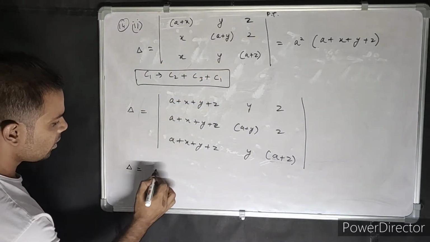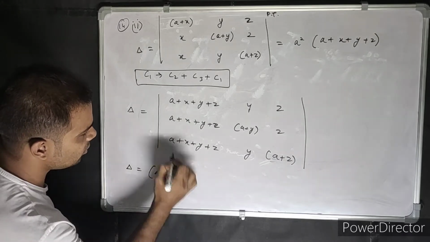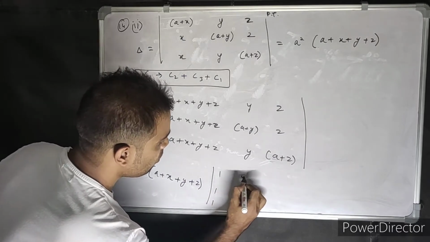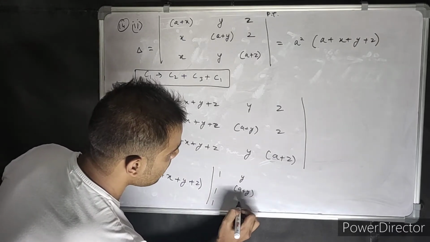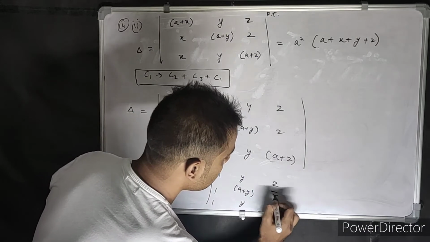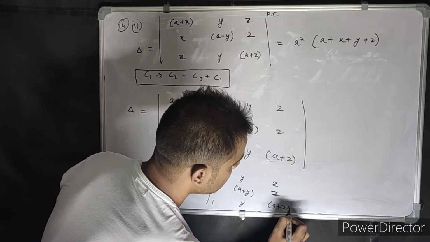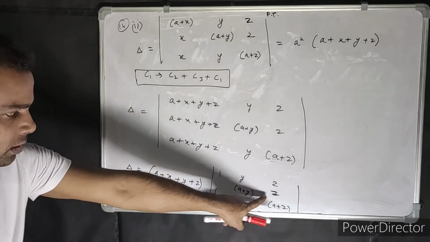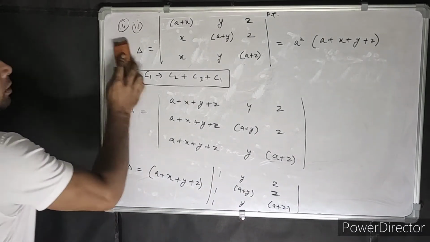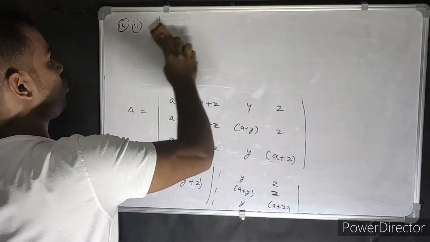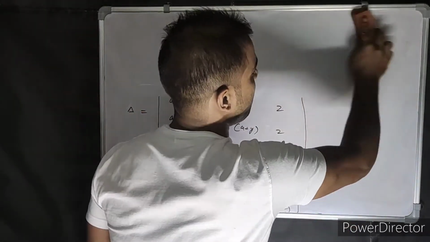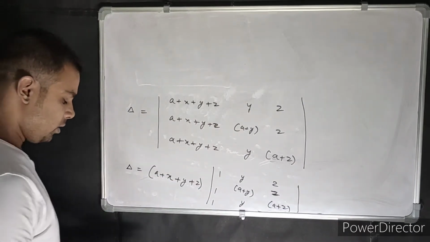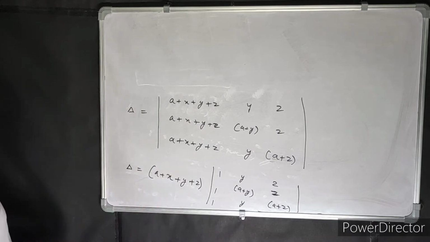Take out the first common element from the first column. Now 1, 1, 1, y, a plus y, y, z, z, a plus z. Look at it, that is a z, that's not a 2. It doesn't matter what you call it; the mathematics matters actually.